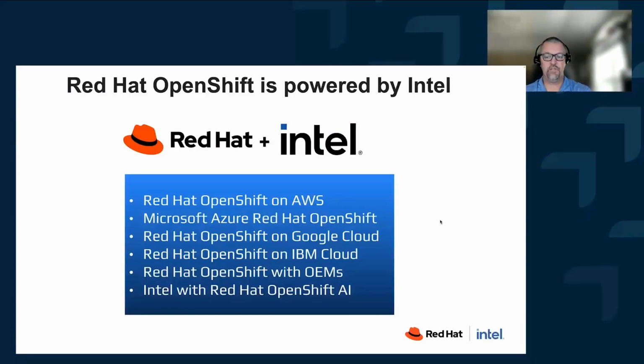A quick snapshot just to give you a glimpse as to the flexibility that OpenShift provides, obviously with the help of Intel and Portworx being there, but obviously they exist in all the major CSPs and OEMs, along with Red Hat's capability around AI.